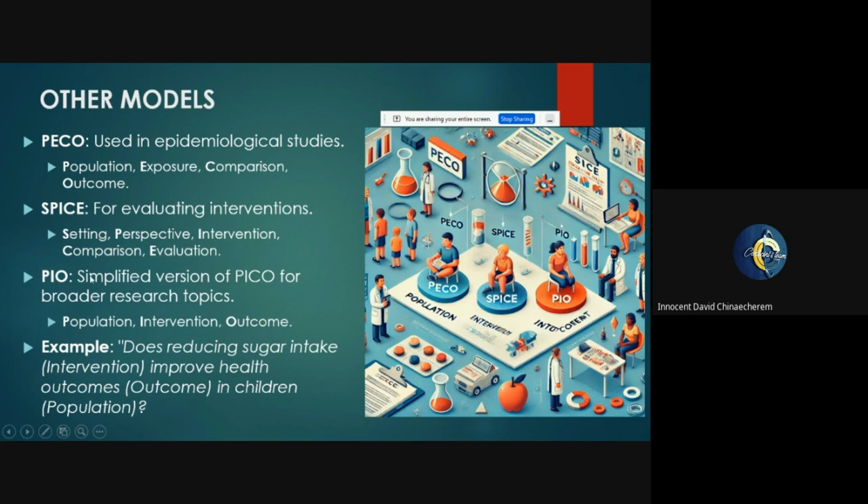We have the PIO, which is more like the simplified version of the PICO framework, right? Which is used for broader research topics. And we also have another example there, which is where we used it for the PIO. Does reducing sugar intake improve health outcomes in children? So children in low and middle income countries, right? And all that. So you have to make your own question specific.